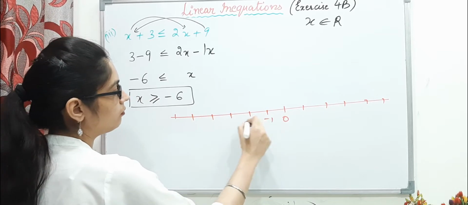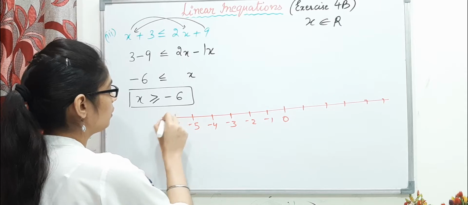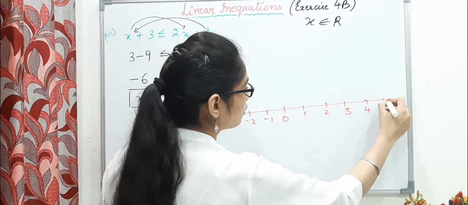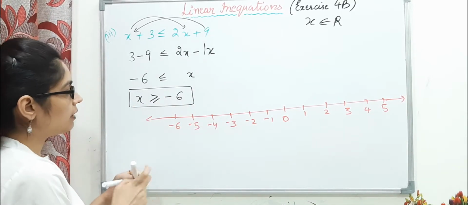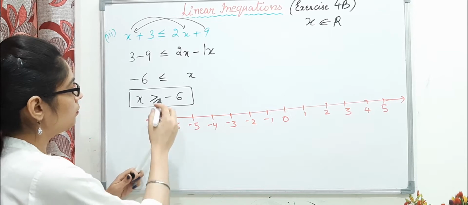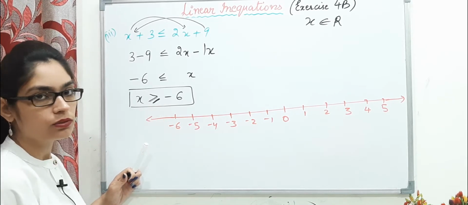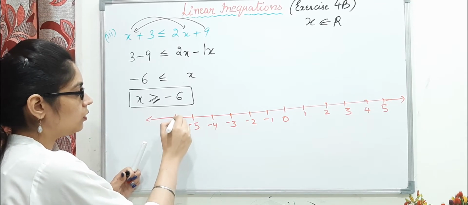So this side negative numbers and this side all positive integers. -6, on -6 we have to mark, then it is greater than or equal to, the equality sign is also there. So that means dark dot, here -6 is there, so dark dot.